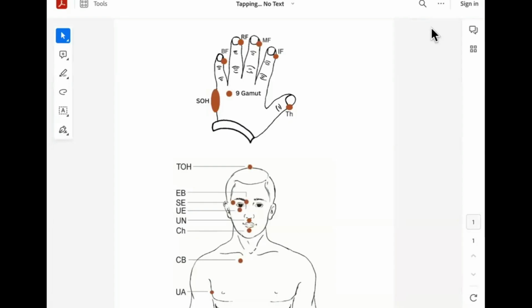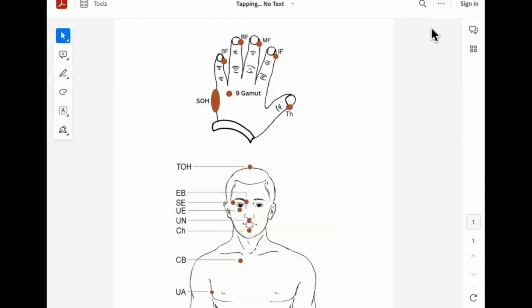So I'm going to start by showing all of these points on a diagram, and then I'll come back, and the best I can, I'll show them on the body. Some of them are easier to show on paper, some of them are easier to show on my body. So we'll do both for you today, and then we'll end the video. So let's go to the diagram.